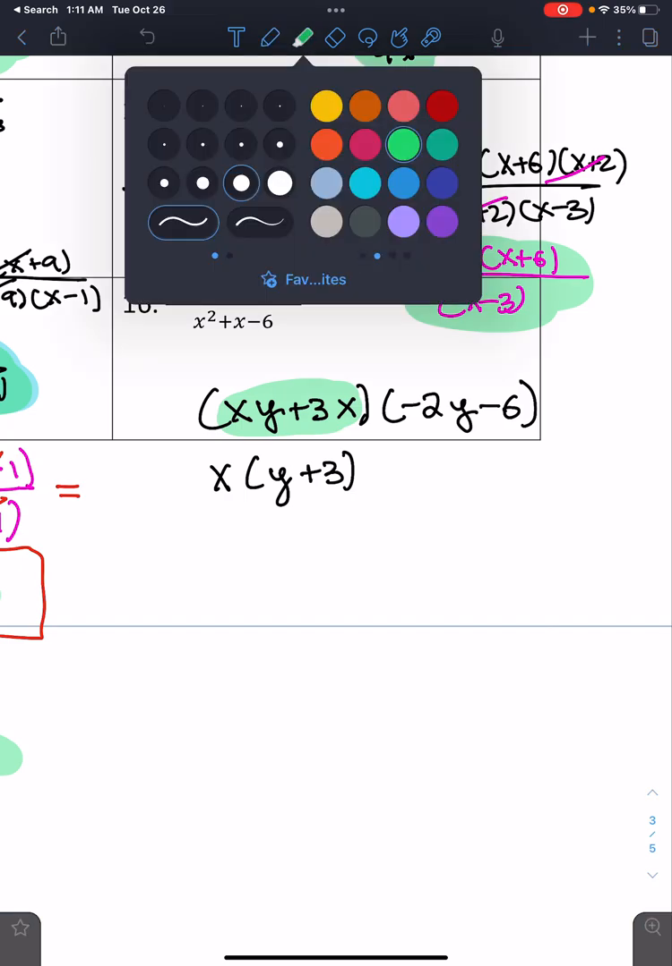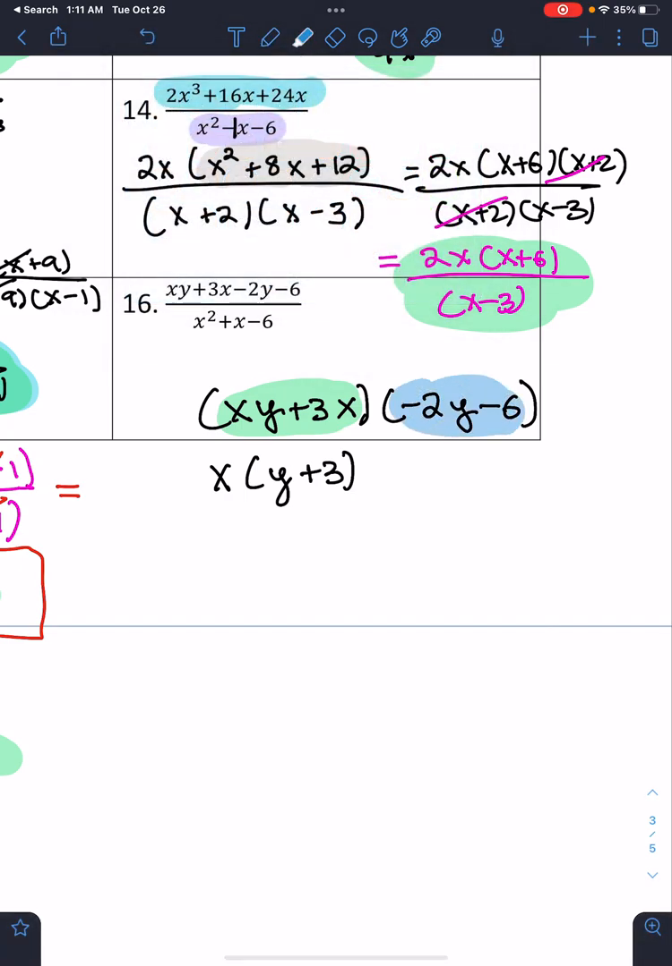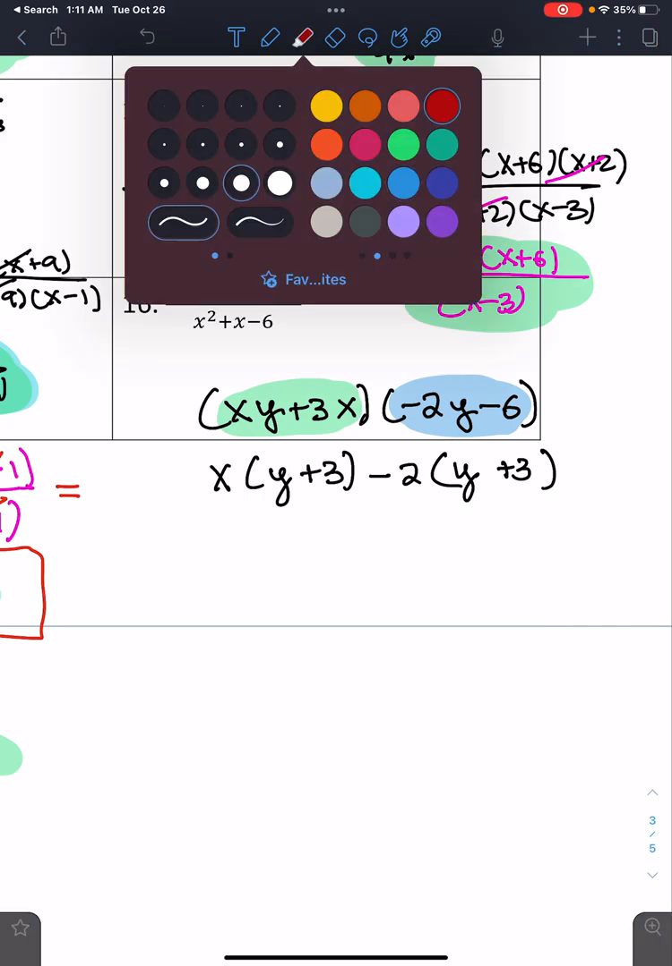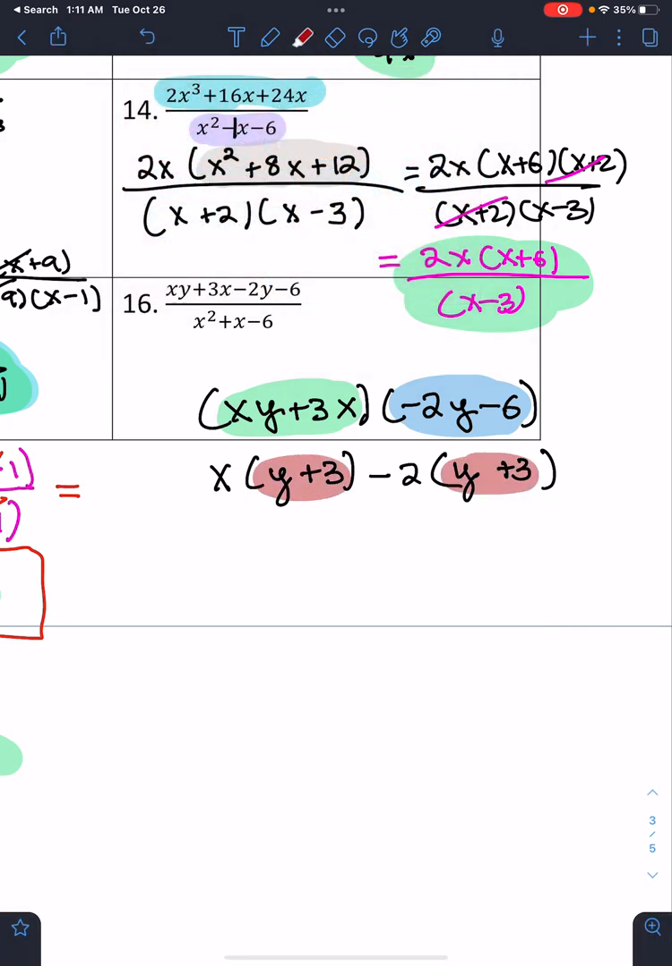Then we're going to look at our next one, which is negative 2y minus 6. So we're going to take out a negative 2. Negative 2 times y gives me negative 2y. Well, that's just a y. And negative 2 times 3 gives me negative 6. Well, that's just plus 3. We see that these are both the same.